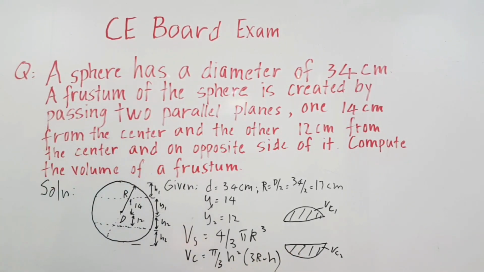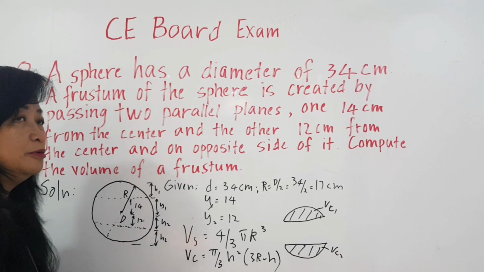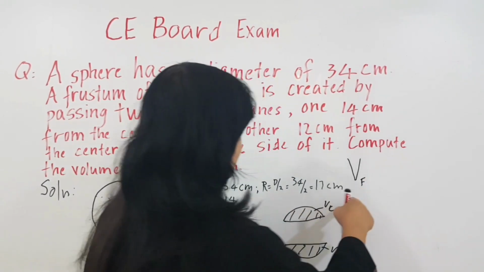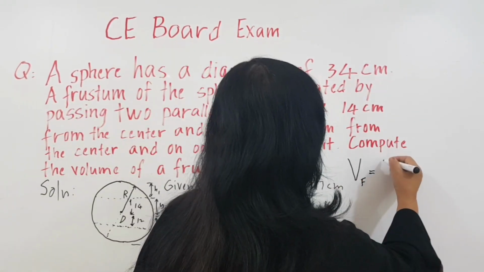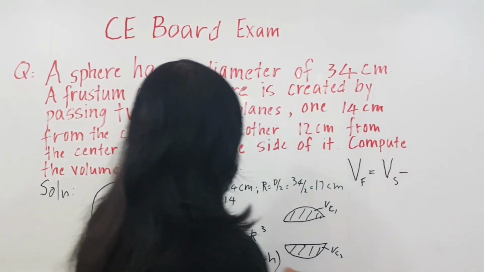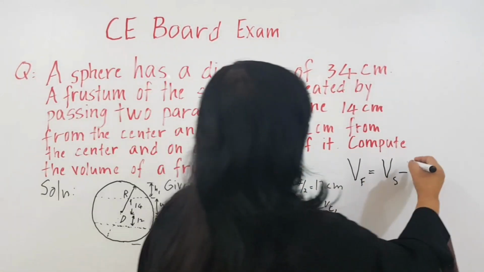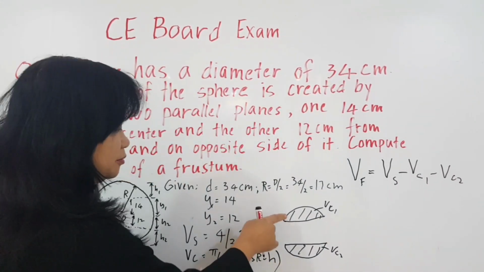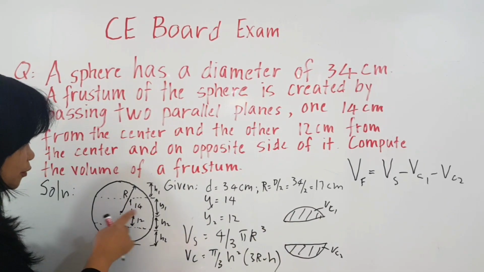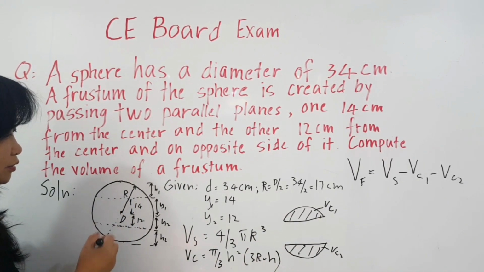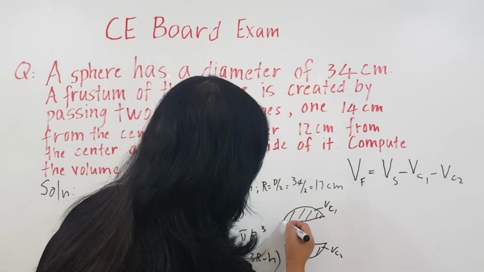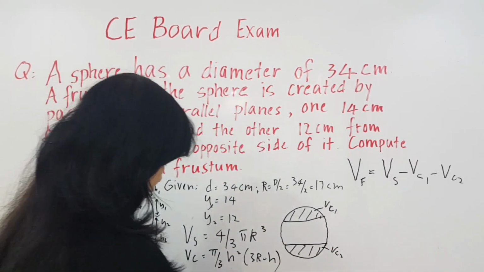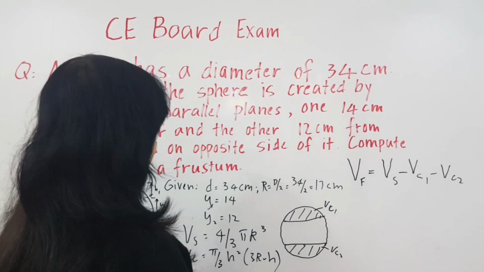So to solve the volume of the frustum of a sphere, we will designate VF as the frustum of the sphere, which is equal to the volume of the whole sphere minus the volume of cup 1 minus the volume of cup 2. The volume of this one minus this one will result in this area here, which we call the frustum of a sphere.